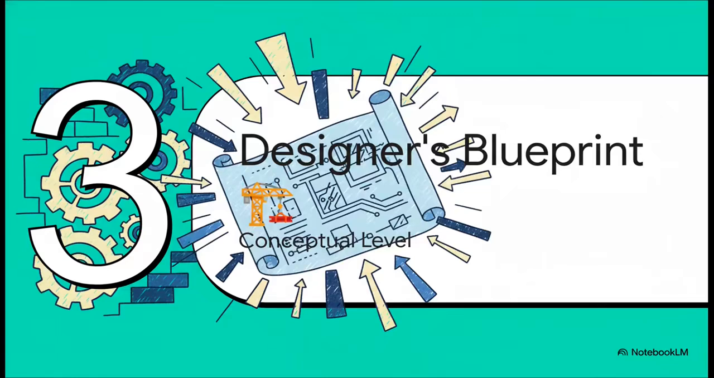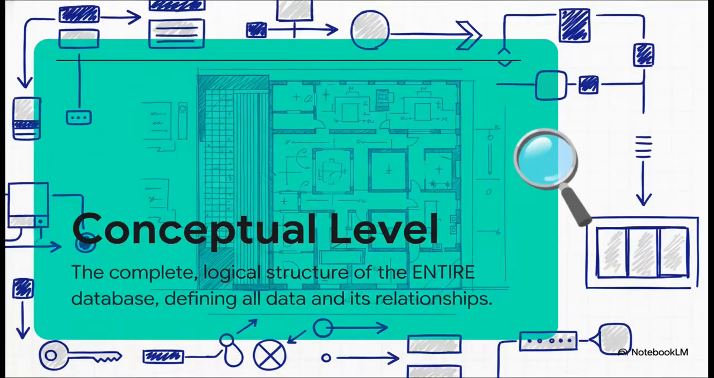Okay, let's move one level deeper. Section 3, the designer's blueprint. This is the conceptual level. So, if the external level gives us all those different little windows, the conceptual level is the master blueprint for the entire building. This is the single source of truth. It defines literally everything, all the data, how it all fits together, all the relationships. It is the grand plan.